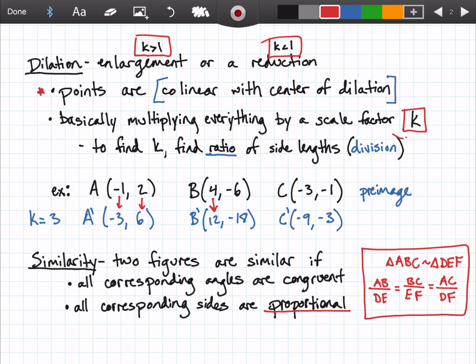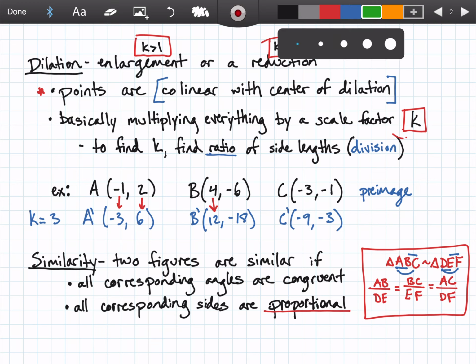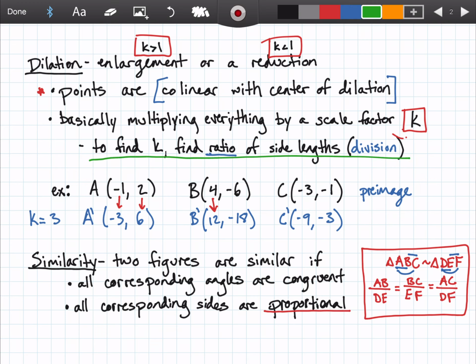Here's what I mean, is that first off, your similarity statement here is going to tell you which sides line up together. So AB goes with DE, BC with EF, and AC with DF. That's how we read the similarity statement. And so we could put our corresponding side lengths in ratios of each other, and they would all be the same. Because, hey, that ratio, what is that? Oh, the ratio is the scale factor. Oh my gosh. This all equals the scale factor. Look at that.